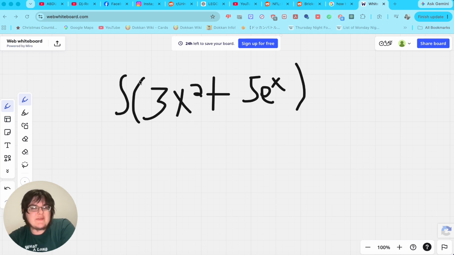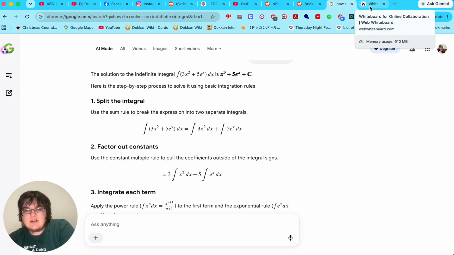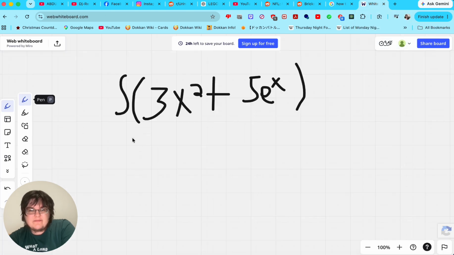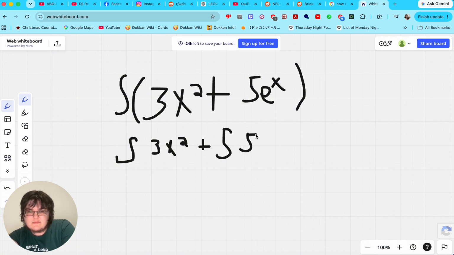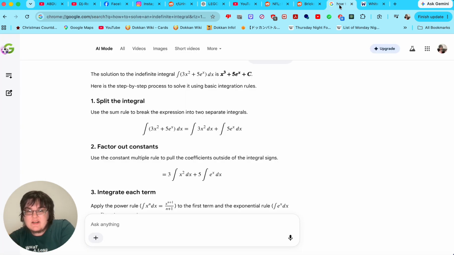So the example we have here is the integral of 3x squared plus 5e to the x. Obviously, your integral sign looks like a weird S-type symbol. So the first step you're going to want to do here is split the integral into two separate parts, which, keep in mind, is going to make it that, basically.